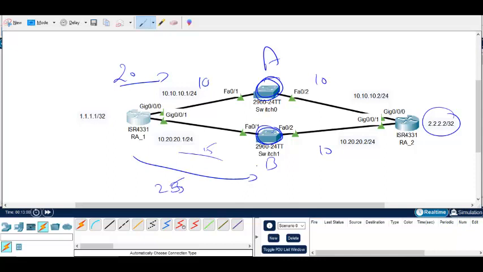In the first chapter, we learned something called feasibility condition. What is that? The advertised distance, which is 10, should be less than the successor value. Because this is true, because this is true. You remember these things or not? Feasibility condition we learned. Only if it is qualified to be a backup path, then it will be there in the topology table.